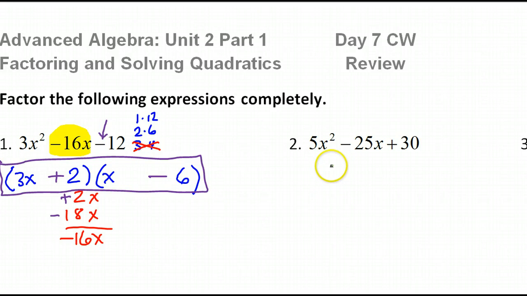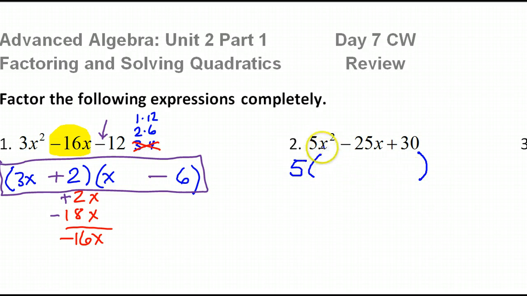What is the first step of factoring? GCF is what I hope you said just then. The last one had no common factor, but this one, 5, 25, 30, they're all divisible by 5. So when I recognize that there is a common factor, I'm going to bring that outside the parentheses. It's mandatory. It's not optional.